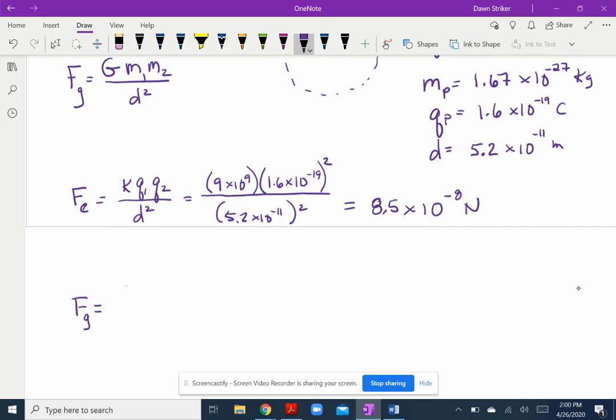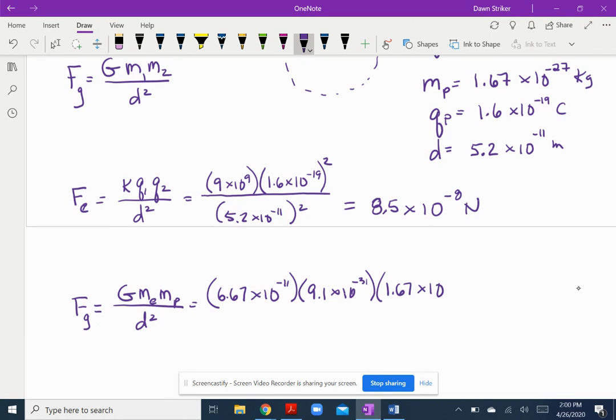So we know how to calculate the attractive force due to gravity. It's big G times the mass of the electron times the mass of the proton divided by the distance squared. Big G, if you remember, is 6.67 times 10 to the negative 11. So now I need the mass of the electron, 9.1 times 10 to the negative 31. Mass of the proton, 1.67 times 10 to the negative 27. And divide by the same distance, 5.2 times 10 to the negative 11, and I have to square that.